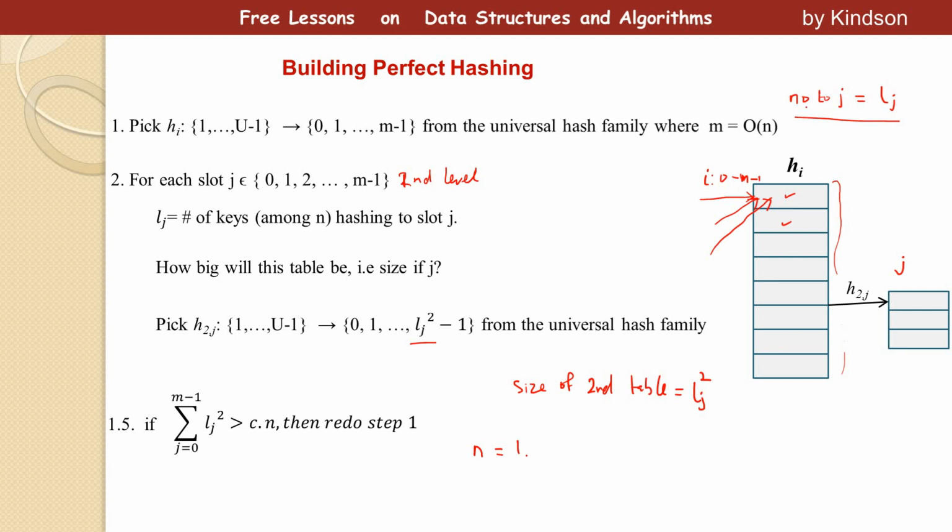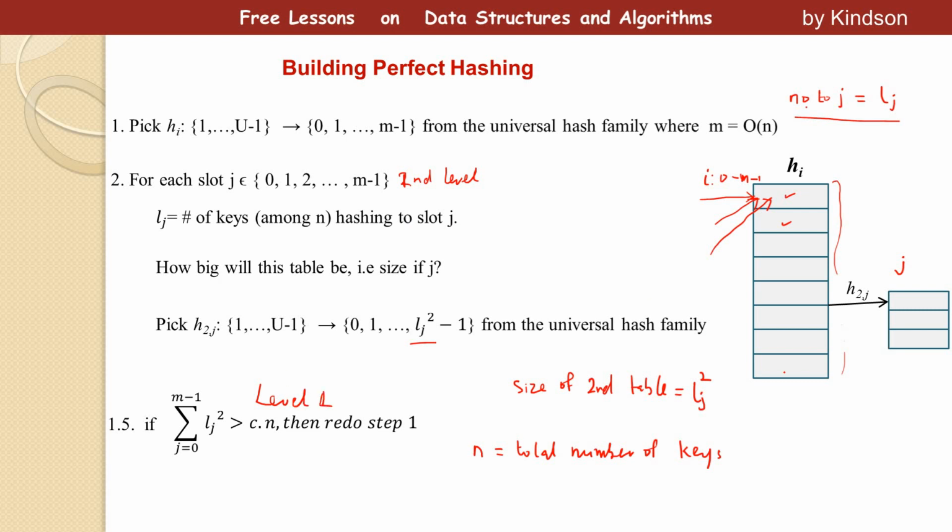n is equal to the total number of keys. So if the total number of keys times a constant is greater than the summation of lj squared, and we are saying that lj squared is the size of the second table, then we go back to pick another hash function. So this tends to control collision in level 1.